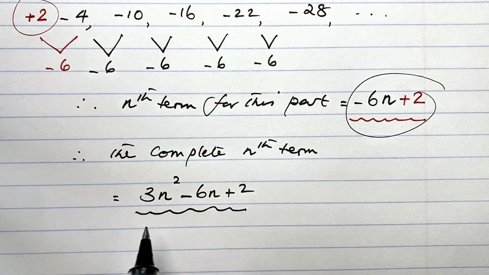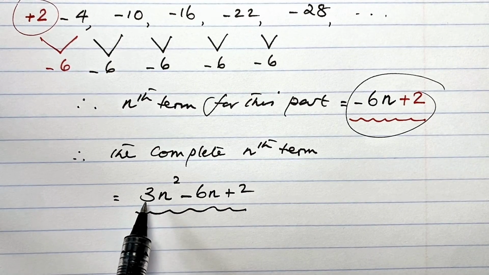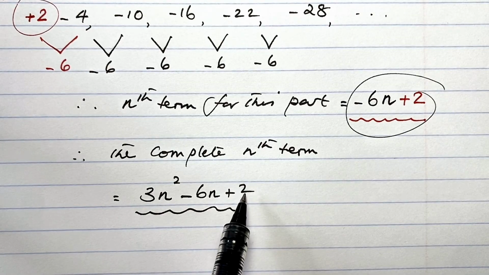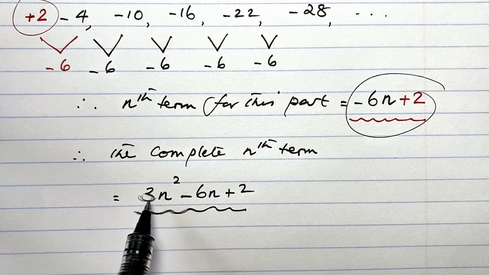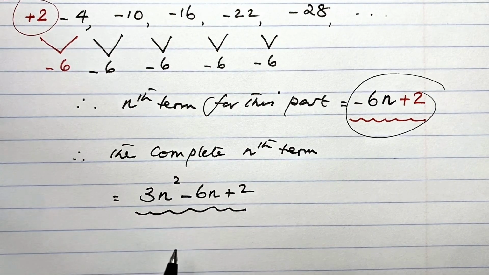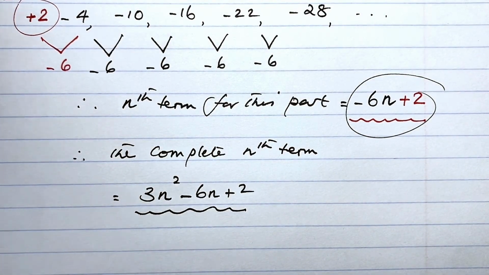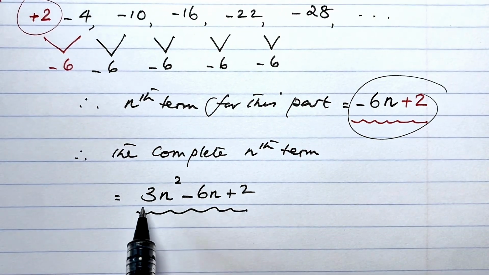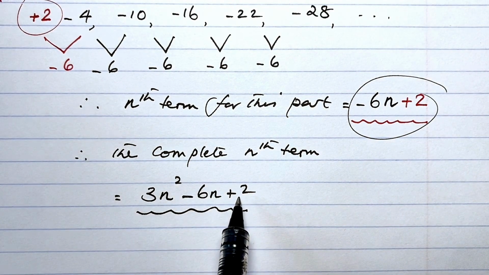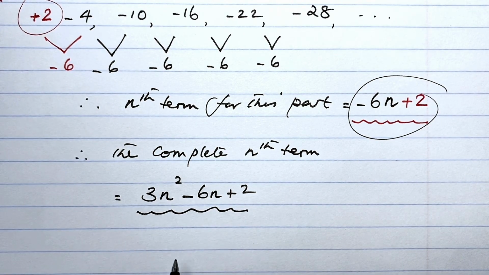Now, don't always expect to have a complete quadratic. Sometimes you have the n squared term and the constant. Sometimes you have the n squared with the n term and no constant. I'll give you a couple of examples on this, so you don't always expect to get values for n and the constant. Let's look at the next example.